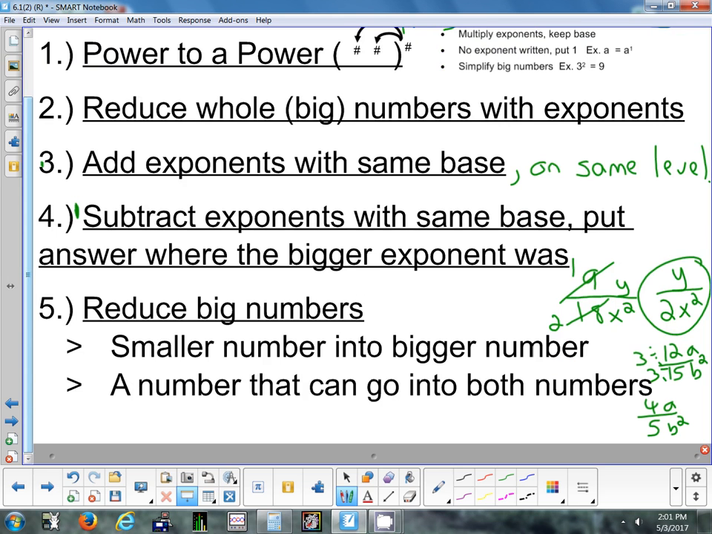So sometimes a smaller number is not always going to be able to go into the bigger number. Sometimes there's a number that's going to go into both. Now, if you don't have either of those situations happening, leave it how it is. If you had a 2 and a 7 on the bottom, 2 can't go into 7 evenly, and there's not a number that goes into either one. So it doesn't work. Those are all your steps when we go through division problems with exponents.